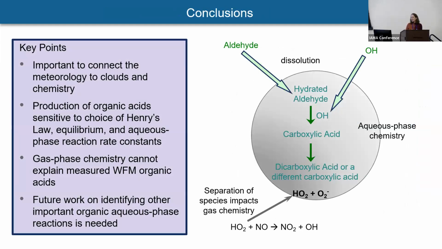So I want to end here with my key points. I think it's really important to remember that there's meteorology going on affecting the clouds and chemistry, that the production of organic acids is sensitive to the chemical data that we're using in our models. Our gas phase chemistry mechanisms are not able to explain the measurements at Whiteface Mountain. And so we're going to push forward and try to identify other important organic aqueous phase reactions that may be needed to properly represent organic acid formation in 3D models. And with that, I would be happy to take questions, and thank you.